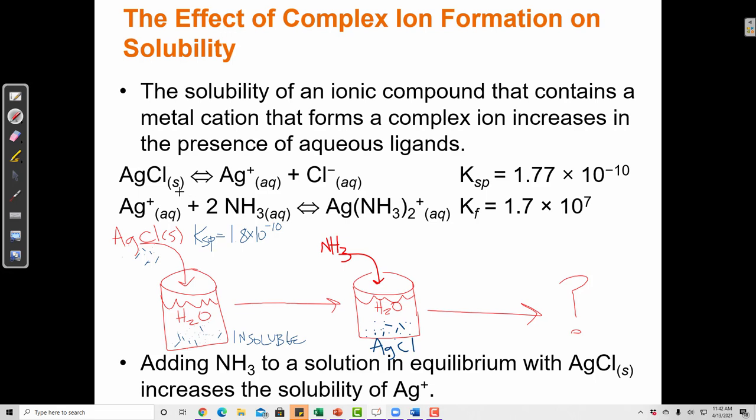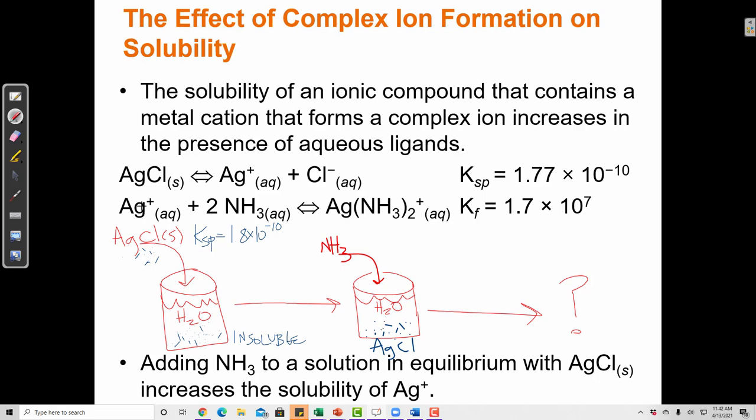So this first equation tells me silver chloride is not going to dissolve in water because this number is very, very small, very, very insoluble. So I can calculate how much Ag plus and Cl minus there's going to be in solution. There will be a little bit, but it's going to be an incredibly small number, right? And to calculate that, I would calculate x from my ICE table. So I know what's happening here, but what happens if I add NH3 to water with insoluble silver chloride in it? What do you think is going to happen?